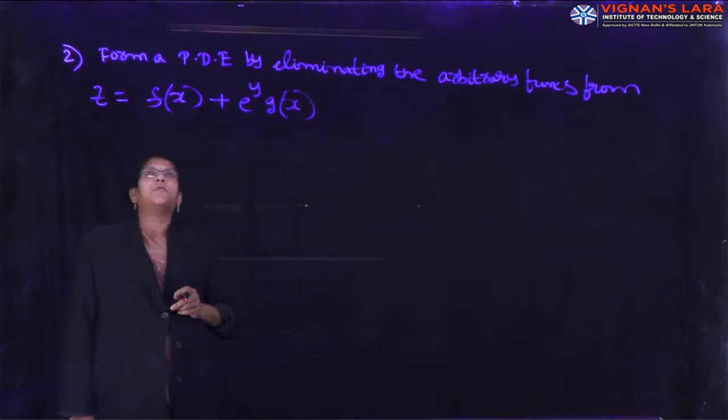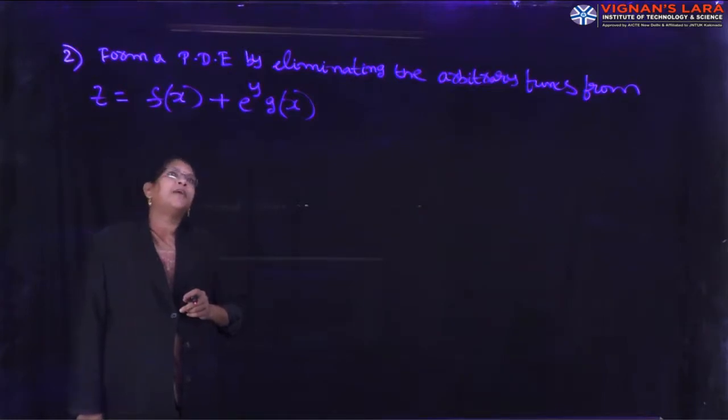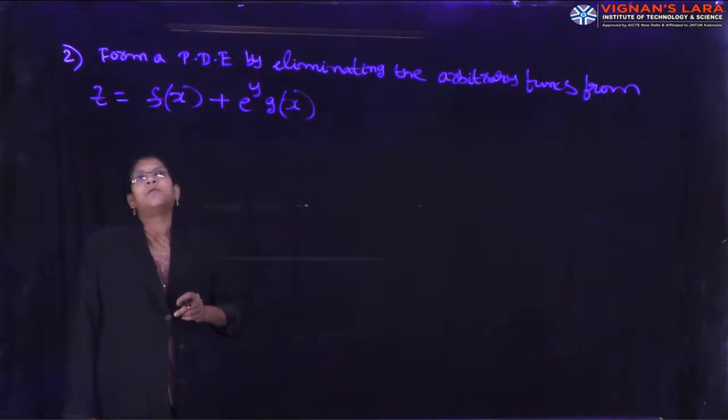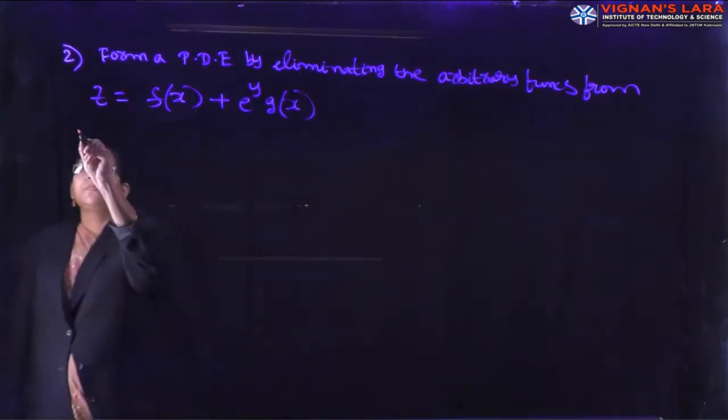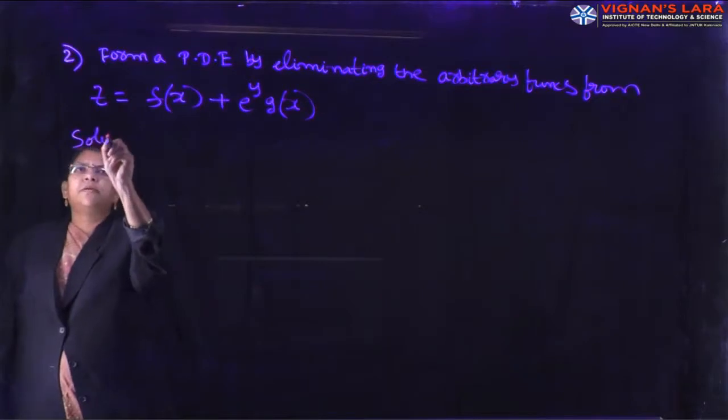What is the second problem? Form a partial differential equation by eliminating the arbitrary functions from z equal to f of x plus e^y into g of x. Now, in this particular problem, we have to eliminate two functions f and g. Okay. Solution.